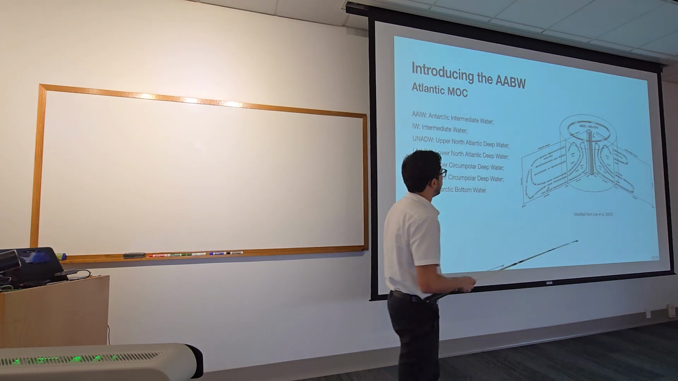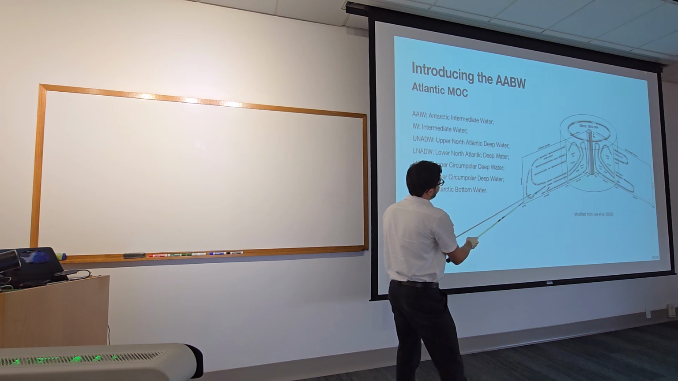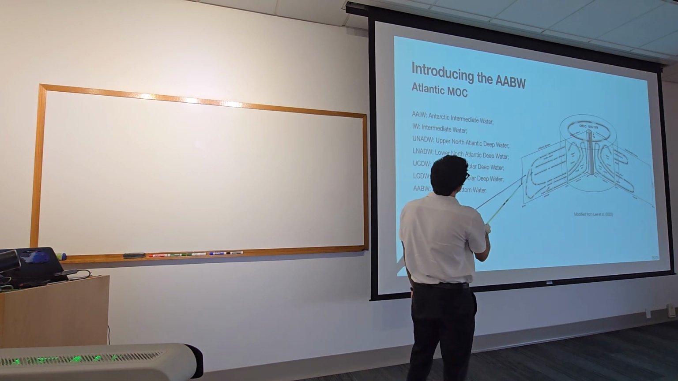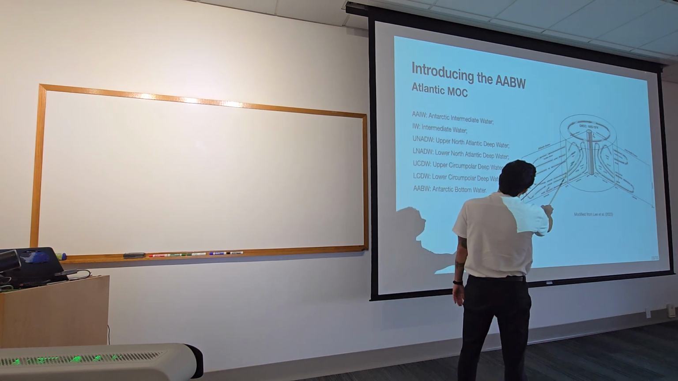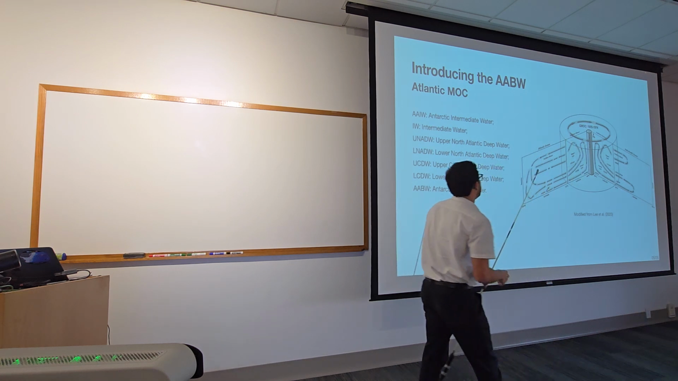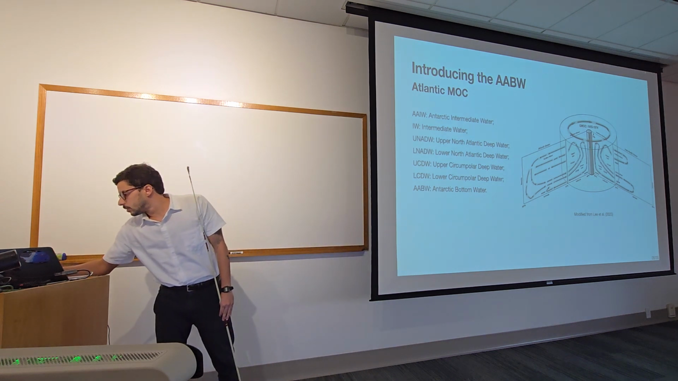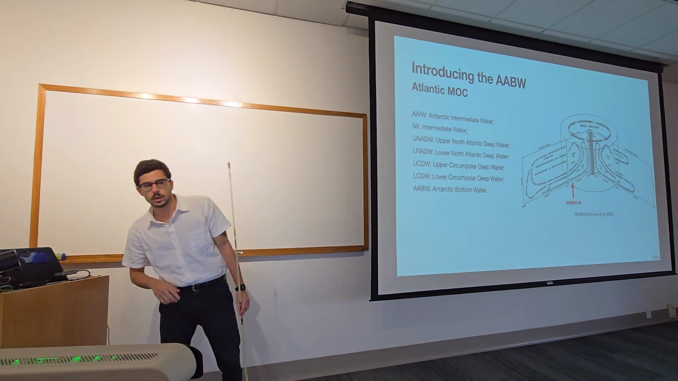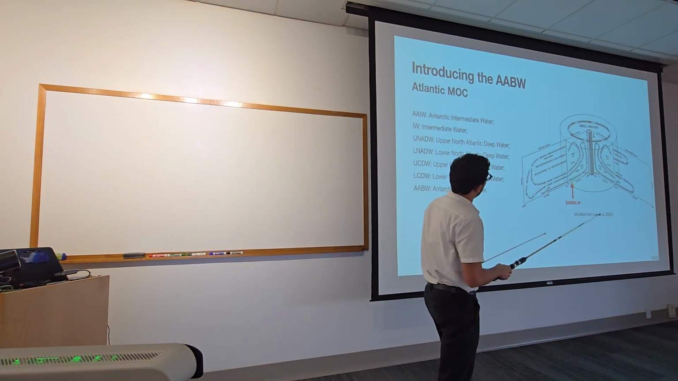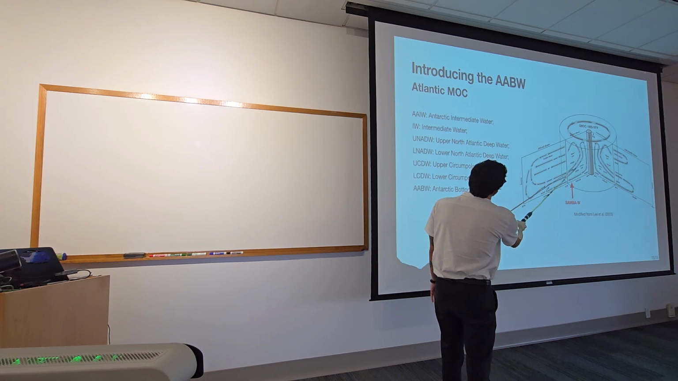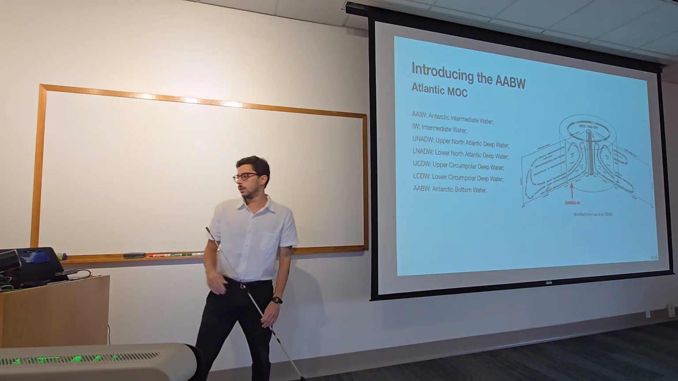Focusing on the Atlantic Ocean, we see the formation of the deeper branch filled by the North Atlantic Deep Water, and also the formation of the abyssal branch filled by the AABW, the Antarctic Bottom Water. Then I tried to mark the position of our array, and here we see that both the AABW and the North Atlantic Deep Water cross the latitude where we have this array.